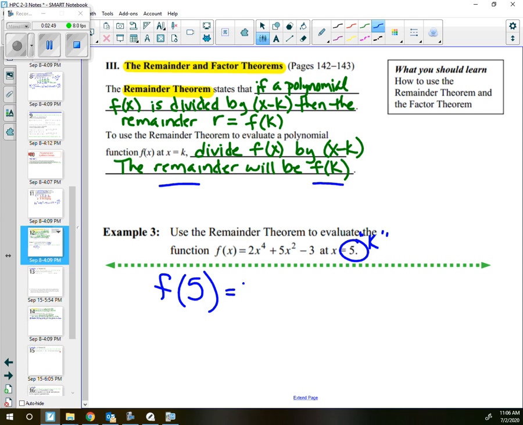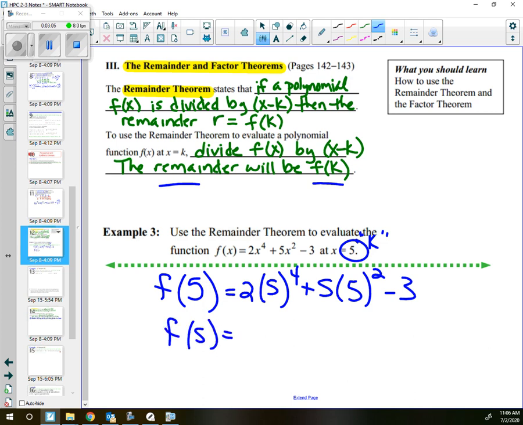So let's double check. Here's what I'd like you to do. I want you to replace all your x's with 5, and I want you to pause the video and do the arithmetic. Now you can do it in your calculator, that's totally fine, but I want you to find the value of this function at 5. So go ahead and pause the video and do that calculation. What I'm hoping that you're going to see is that you get that 1372.